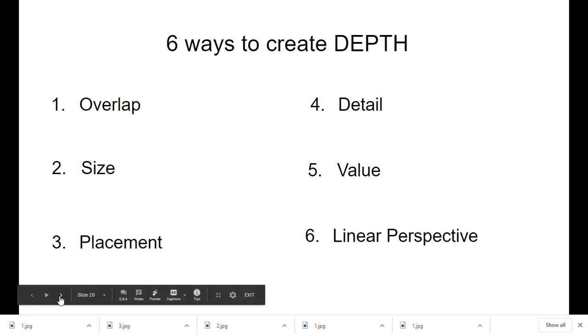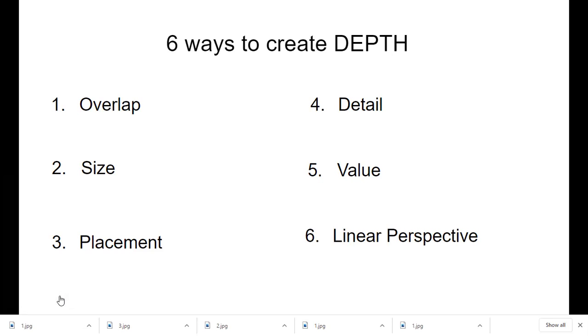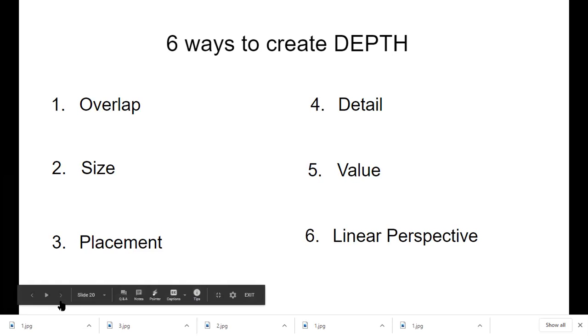And the last one is linear perspective. When lines that we know should never touch start to come in together, when it's wide, our brain thinks, oh, that's close. And when those lines are closer together, our brain thinks far away.